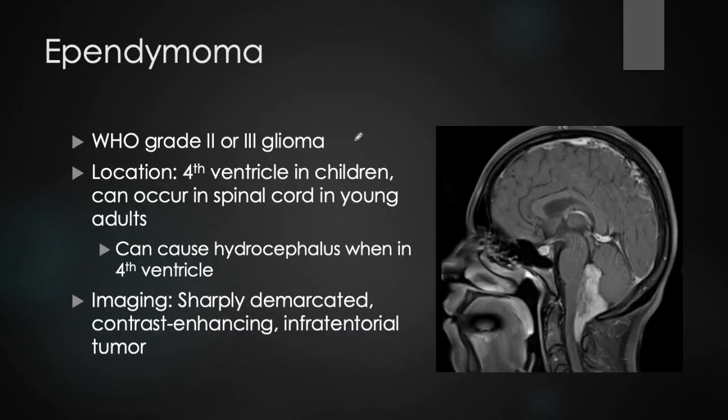Ependymomas are a grade 2 or 3 tumor with histologic appearance similar to ependymal cells. They generally occur in children and can be found in the fourth ventricle and the posterior fossa. However, they can sometimes occur in young adults, where they are more likely to occur in the spinal cord. Because they often occur in the fourth ventricle, they can cause an obstructive hydrocephalus. On imaging, they appear as a sharply demarcated tumor without infiltration. They are contrast-enhancing on CT or MRI.